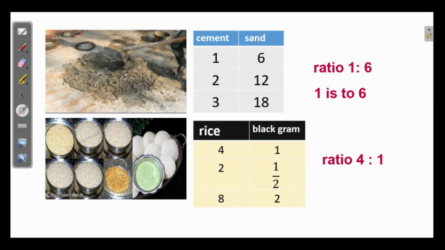That is 4 divided by 2 is 2. 1 divided by 2 is half. 4 into 2 is 8. 1 into 2 is 2. In a ratio we use only natural numbers. The least natural numbers with which we can express these two quantities give the ratio. Here it is 4:1. Here, this 2.5, half, is not a natural number. So we say this ratio as 4:1.